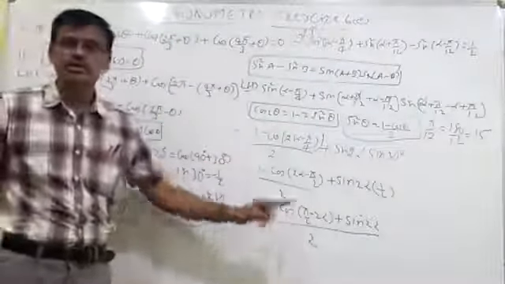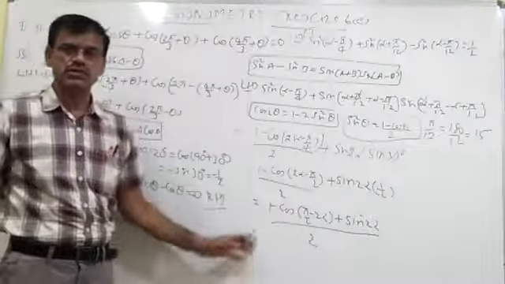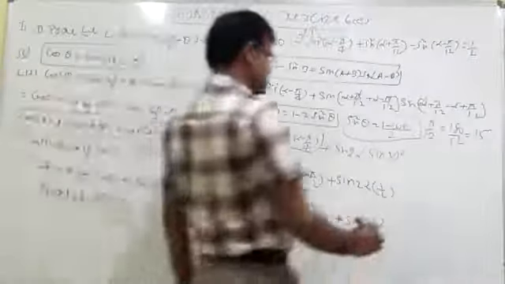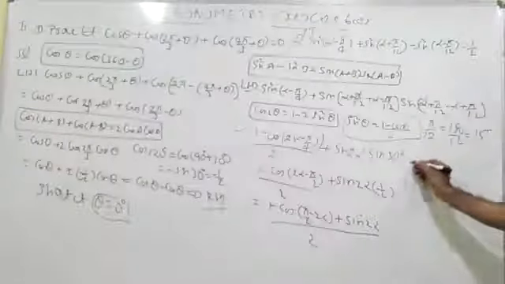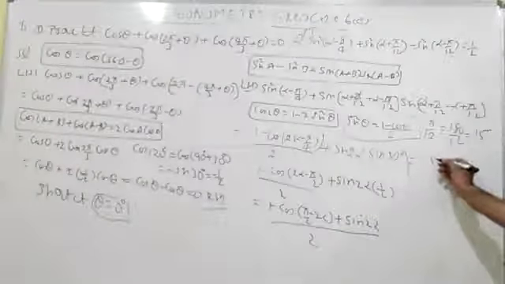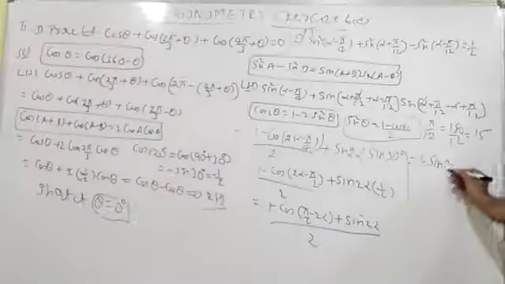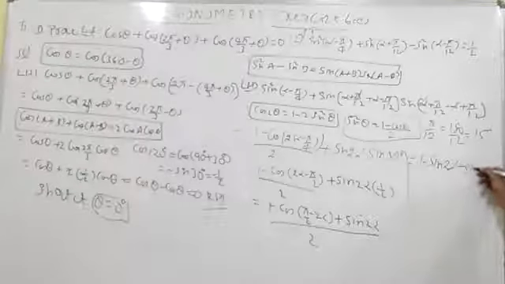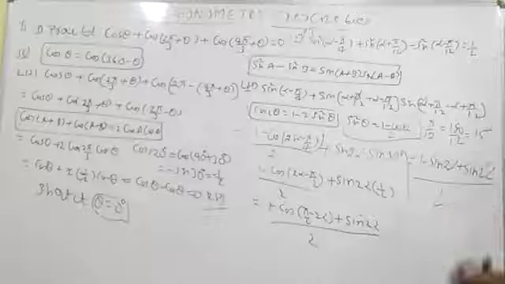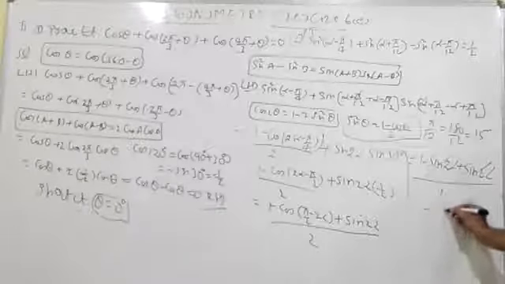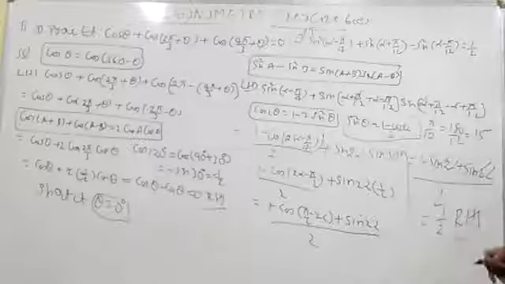Now cos of 90 minus theta is always sin theta. So next step you can write that is equal to 1 minus sin 2 alpha, plus here we got sin 2 alpha, whole by 2. Minus sin 2 alpha plus sin 2 alpha got cancelled. Now you got the value 1 by 2, that is nothing but RHS.